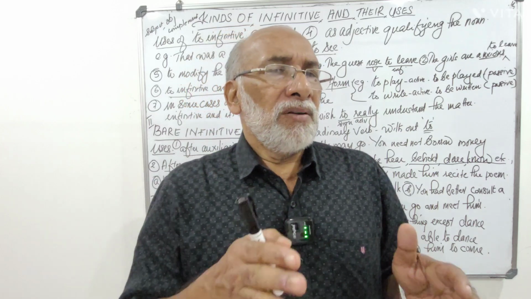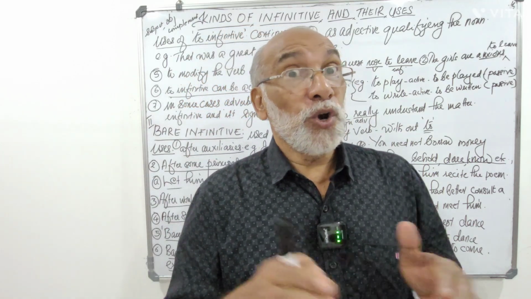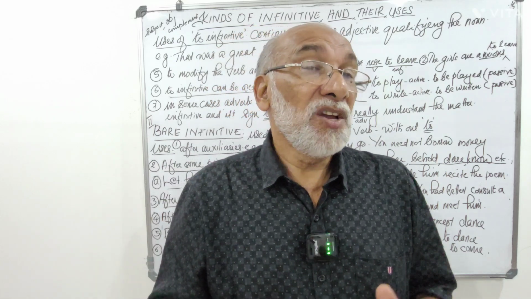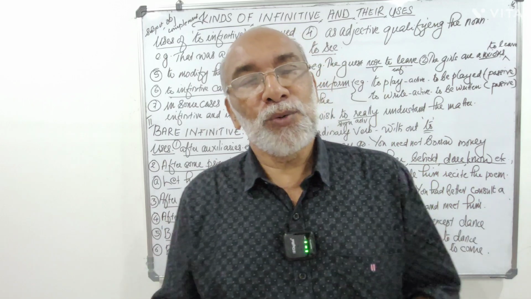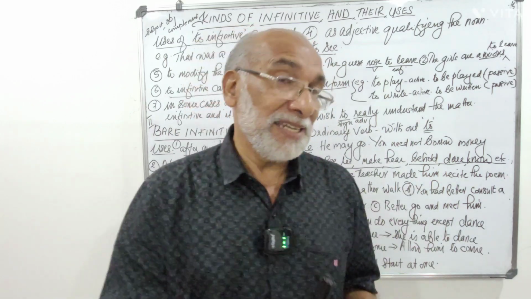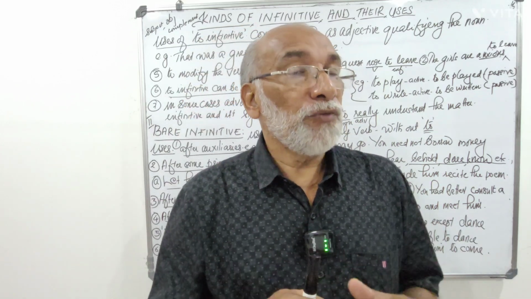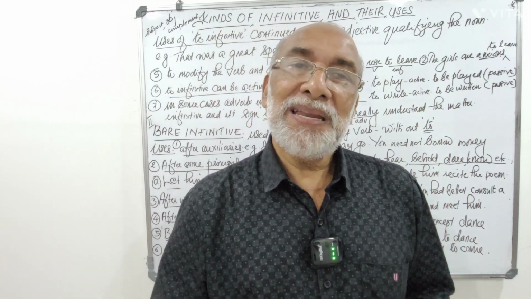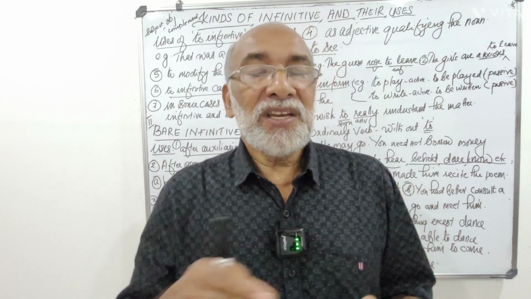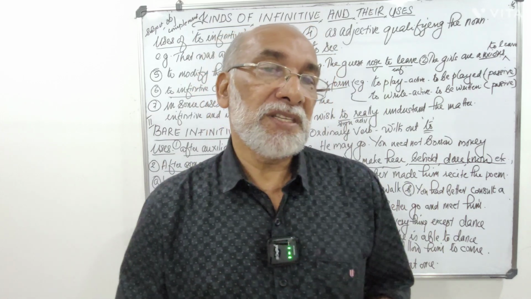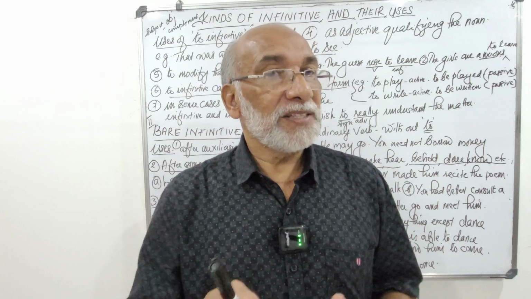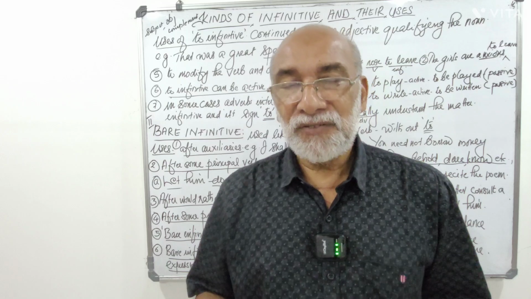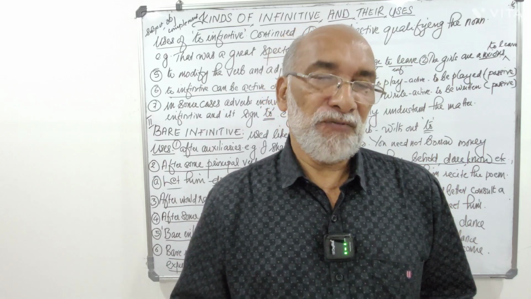Friends, we started the discussion on non-finite verbs. Just for your information, I just said what a finite verb is and then came to non-finite verbs. And I said there are three types of non-finite verbs, and they are the infinitive, participle and gerund. Then we came to the infinitives. The infinitives can further be divided into three. They are to-infinitive, bare infinitive and passive infinitive.